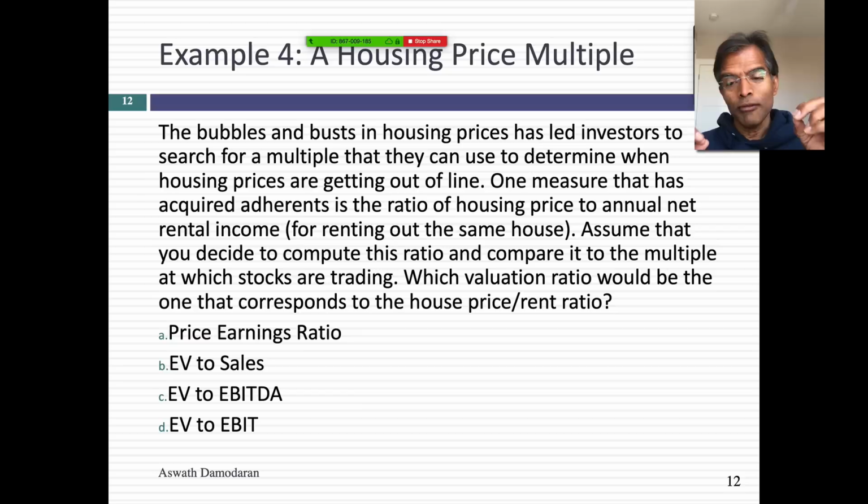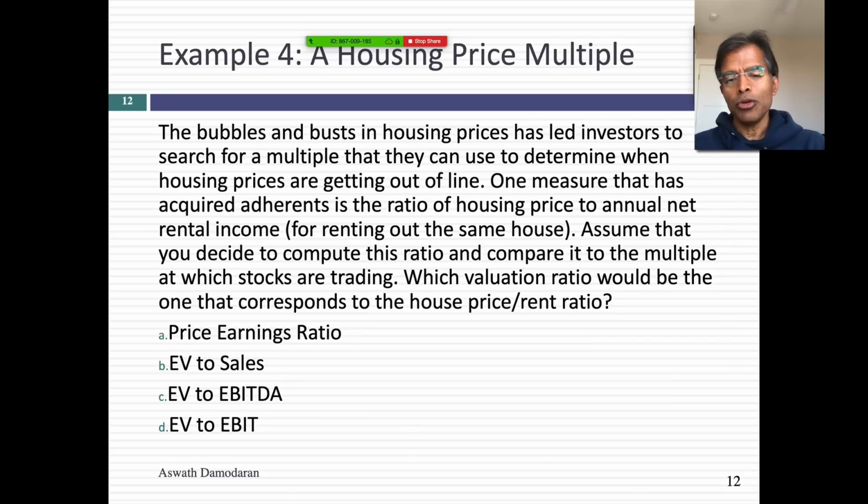So here's my question. If I wanted to compare the housing price to annual rental income in real estate to a multiple in stocks, should I compare it to PE ratios, EV to sales, EV to EBITDA, or EV to EBIT? Do you see what I'm trying to say? I want to make sure they're both being consistent. So think about it for a moment. So let's decide, price or EV. What do you think I should compare it to? A price to an equity multiple or an enterprise multiple? How do you answer that?